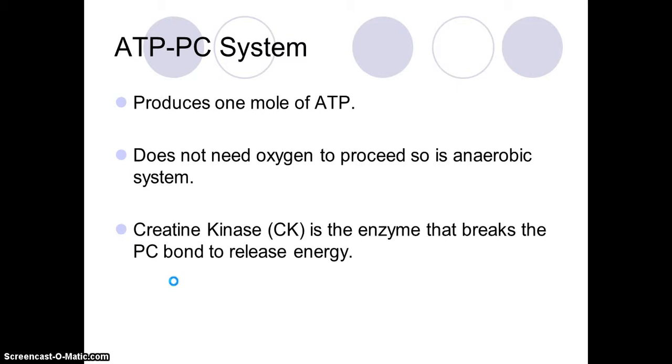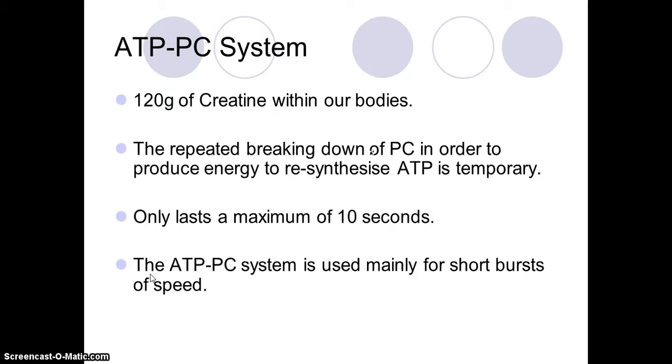Just some headlines about the ATP system. It produces 1 mole of ATP, 1 measure of ATP, 1 molecule, whatever you want to call it. It doesn't need oxygen, so it's anaerobic, which you'll know. And creatine kinase, that's that ase again on the end for an enzyme, is the enzyme that breaks the PC bond. We carry about 120 grams of creatine. This is just a little bit of background for you. And the repeated breaking down of that PC in order to produce energy is temporary.